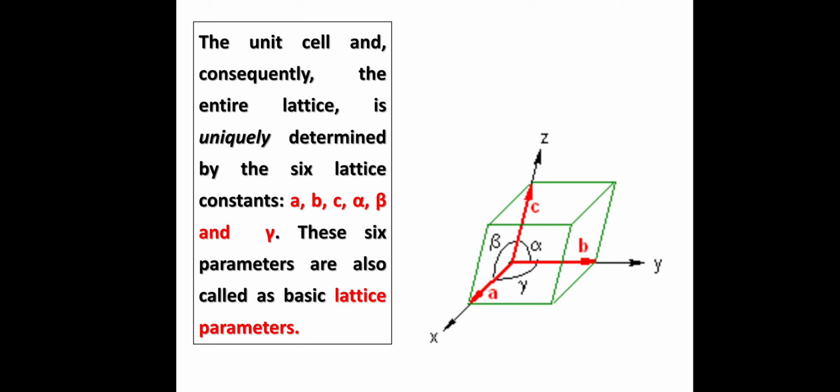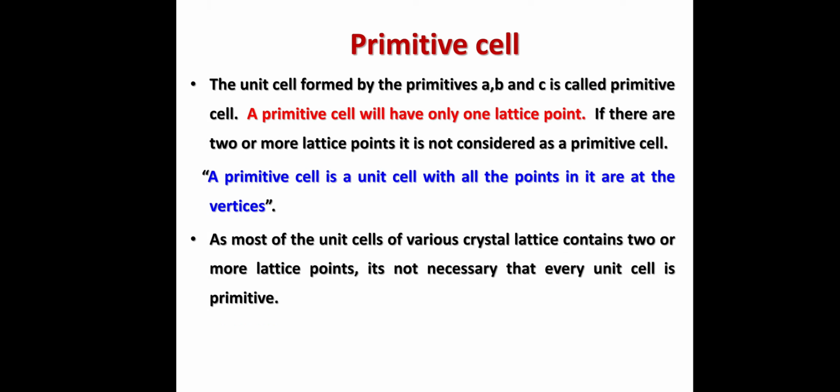Whereas the angle between vector B and C, A and C, and finally A and B, are denoted by alpha, beta, gamma. They are known as interfacial angles. So depending upon these 6 parameters, you have different crystal systems as well as Bravais lattices.